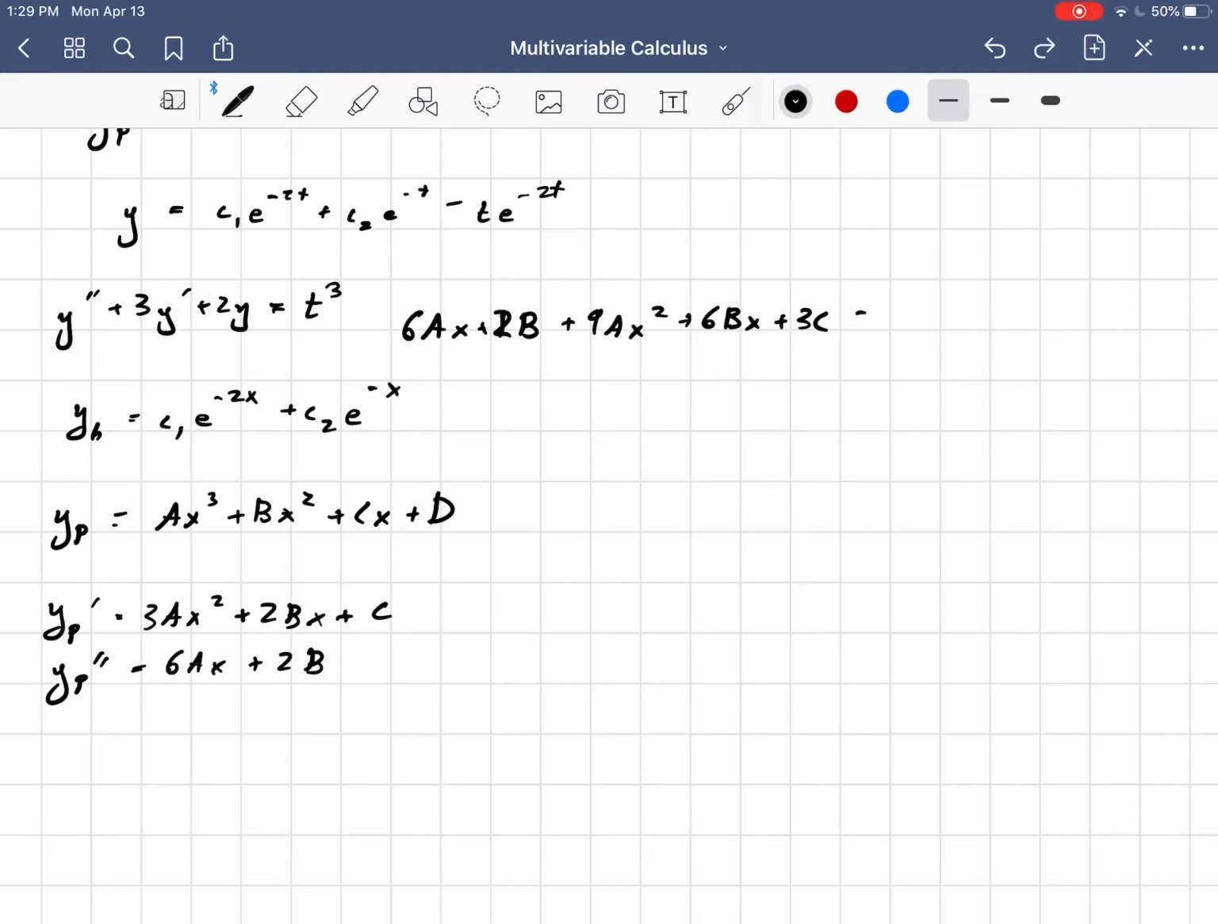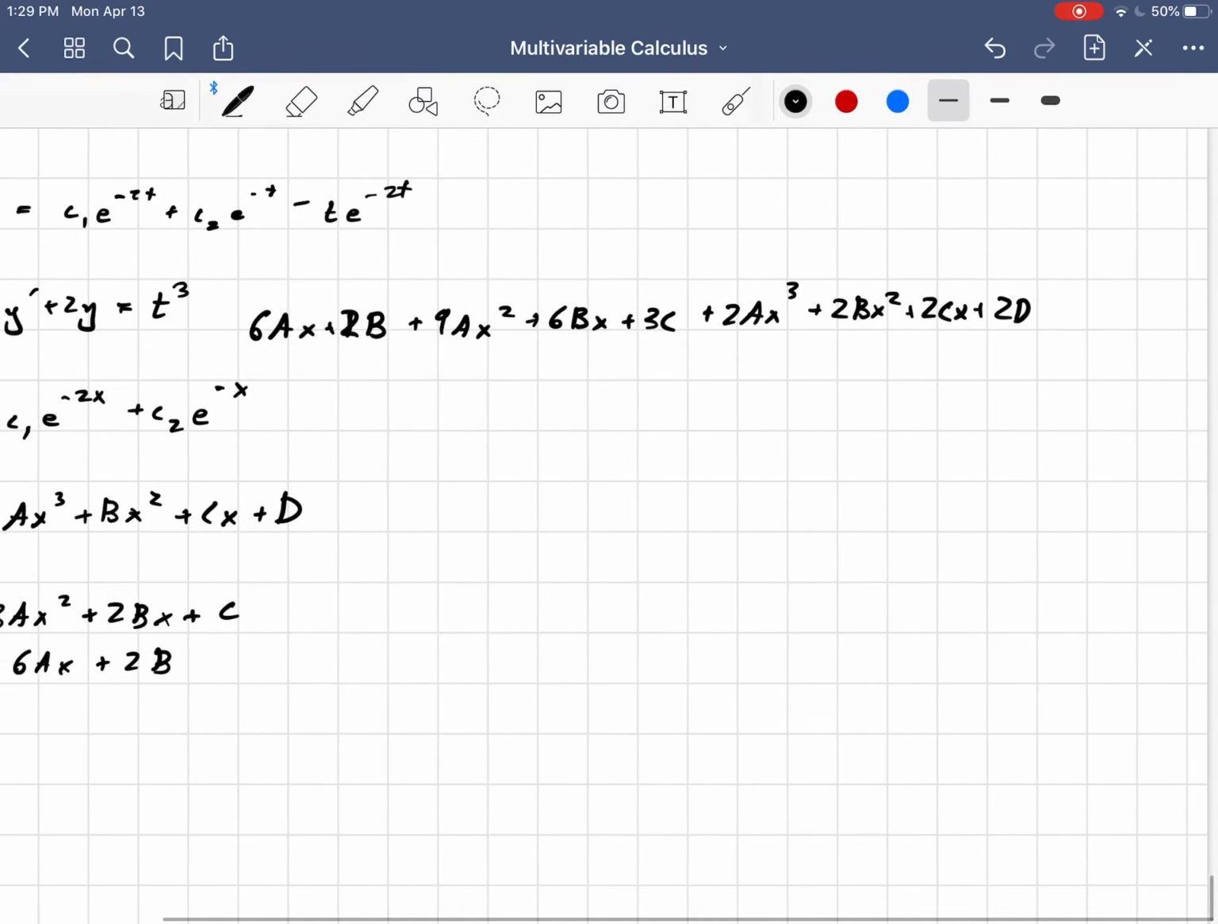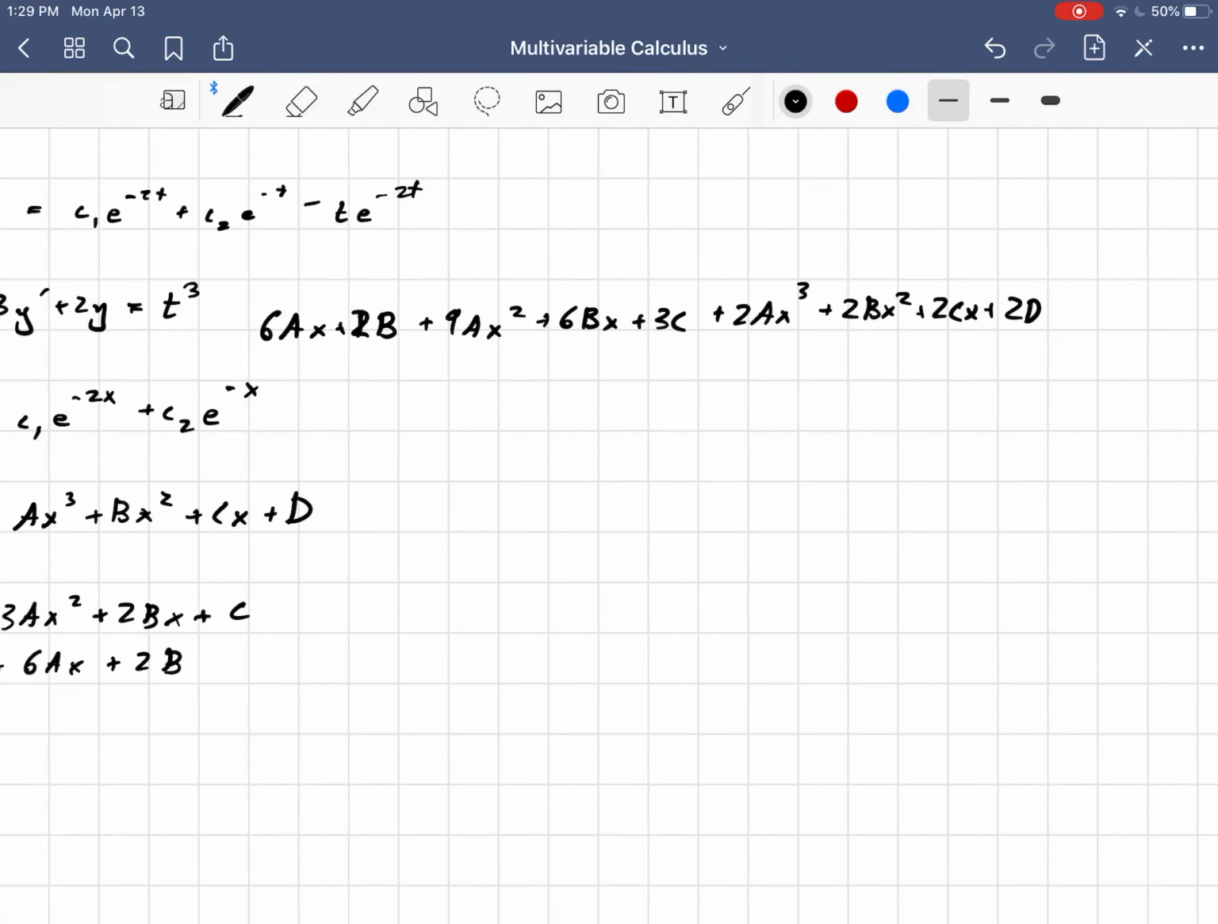Then we add that to 2 times y sub p. I might need a little more room. So that's plus 2ax cubed plus 2bx squared plus 2cx plus 2d. And all that is going to be equal to t cubed.